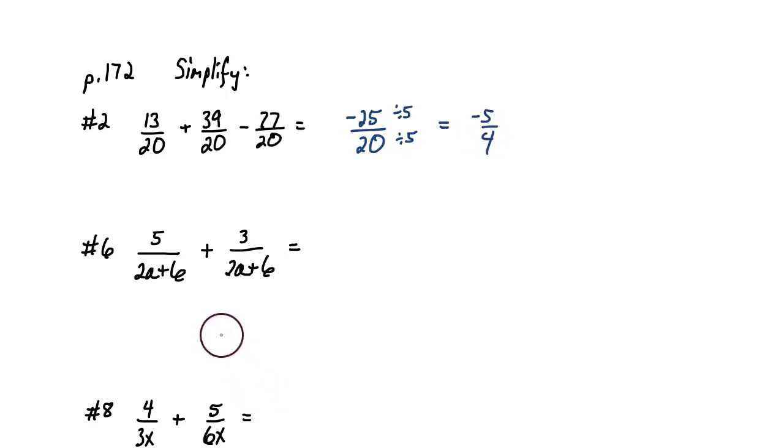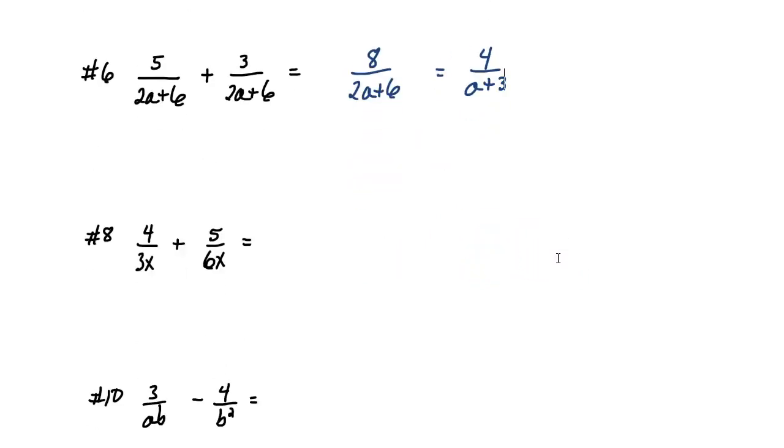Number 6, we also have common denominators already. So add the tops together. 5 plus 3 makes 8, and that's all over our common denominator. Now this is even, this is even, this is even. We can divide everything by 2. So we get 4 over a plus 3.